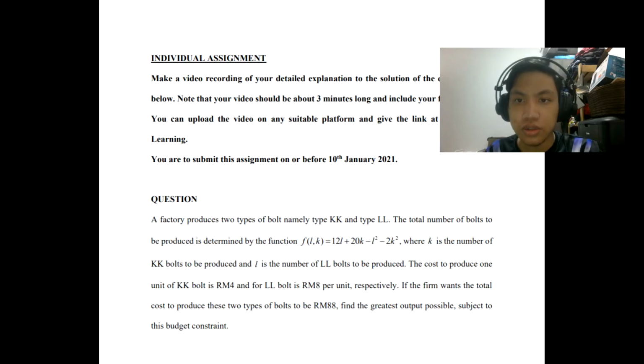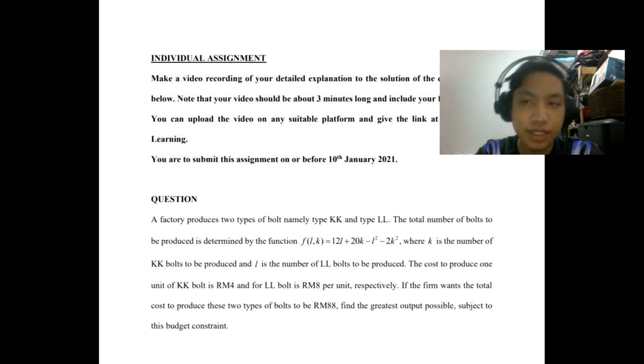So, without further ado, let's review the question. Firstly, there is a factory that produces two types of bolts, KK and LL, and the number of bolts is represented by K and L. It gives us a function with two different variables and a cost to produce 1 unit of KK bolt and LL bolt. The question states that if the firm wants the total cost to produce the two types of bolts to be 88, what is the greatest output possible with regard to the budget constraint of 88 ringgit?